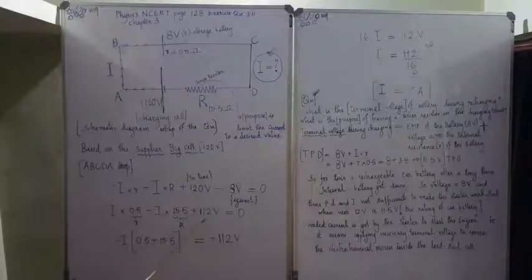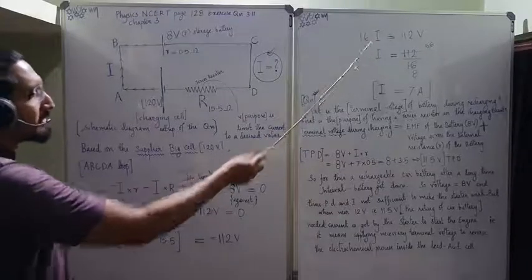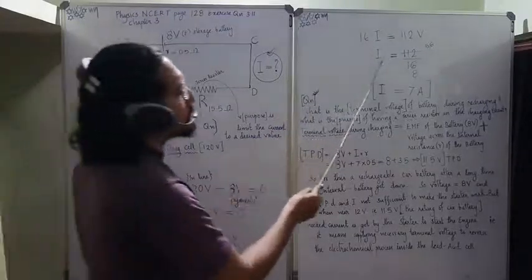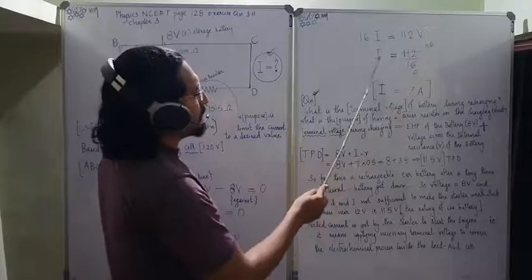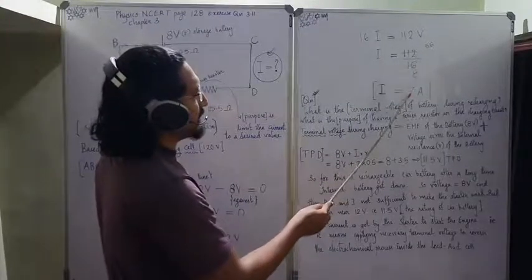120 minus 8 is 112 volt, and this 112 volt is taken to the right side as minus 112 volt. This minus I is taken as common, and 0.5 plus 15.5 is taken in the bracket, so 15 and a half plus half gives 16. 16 I is equal to 112. So this is much more simplified. 112 by 16 is 7 ampere.